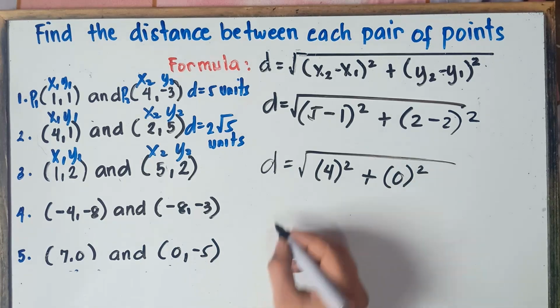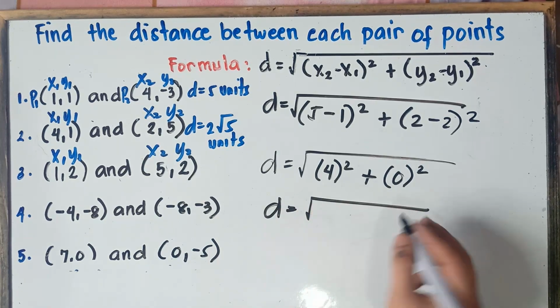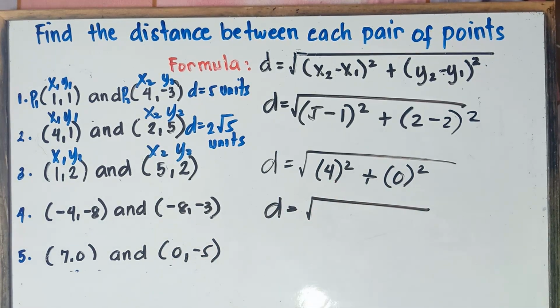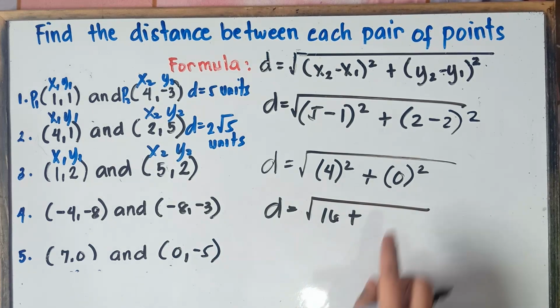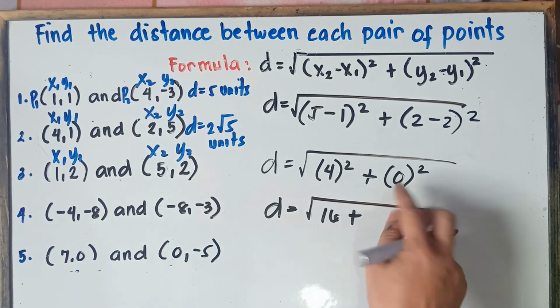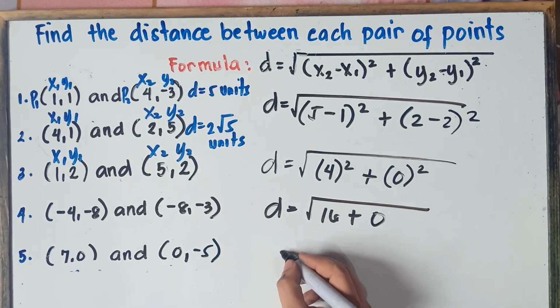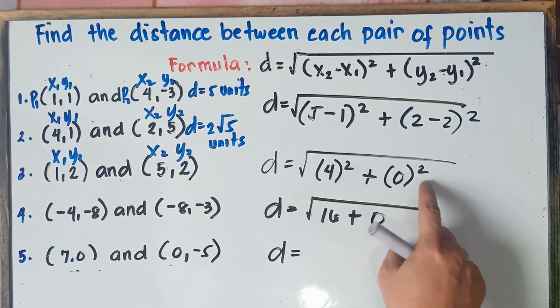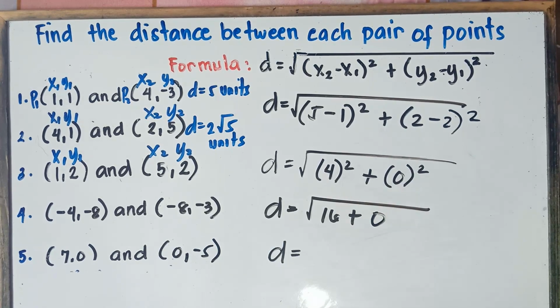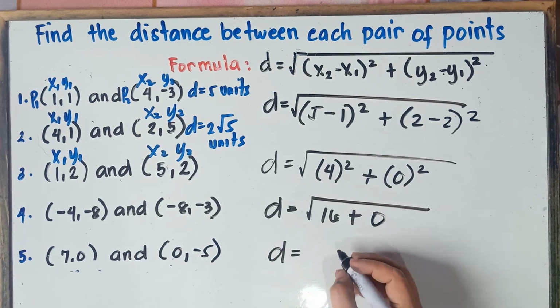So d is equal to square root of 4 times 4. Once again, that's not 4 times 2. It means 4 times 4. 4 squared, that would be 4 times 4. That would be 16. Plus 0 squared, that would be 0 times 0. That would be 0. Once again, plus 0 squared. It doesn't mean 0 times 2. It means 0 times 0. That would be 0. So 16 plus 0 is 16.